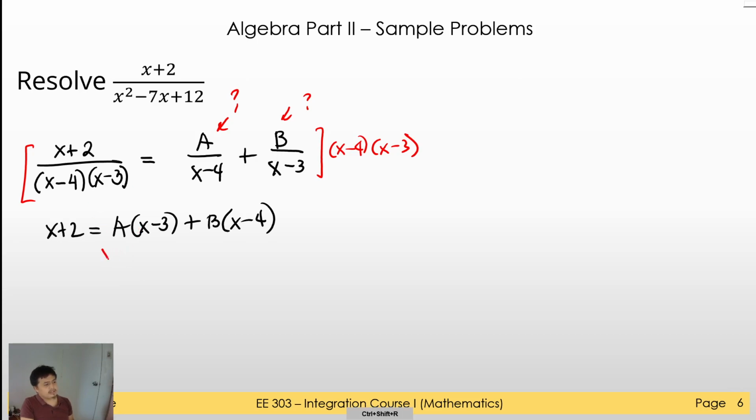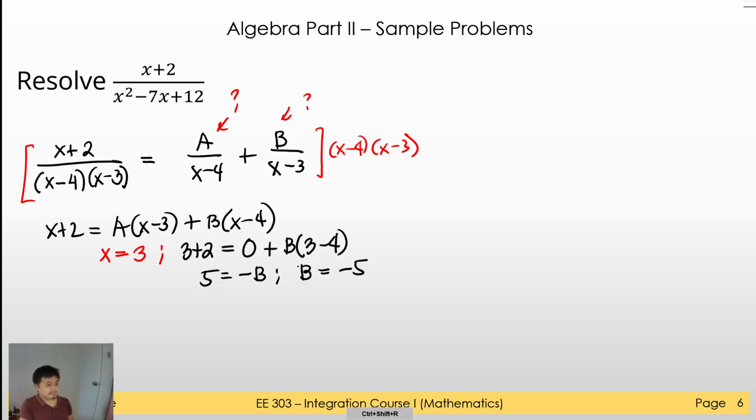Again, how do we solve for A and B here? We can assume values of x to cancel a term. To make this 0, we can assume that this is 0 to get B. So if x is equal to 3, then we have 3 plus 2 is equal to 0 plus B times (3 minus 4). So as we can see, we have 5 is equal to negative B. Therefore, B is equal to negative 5.